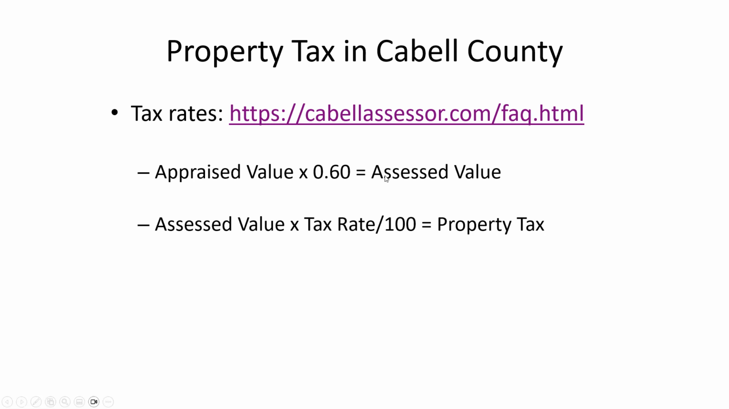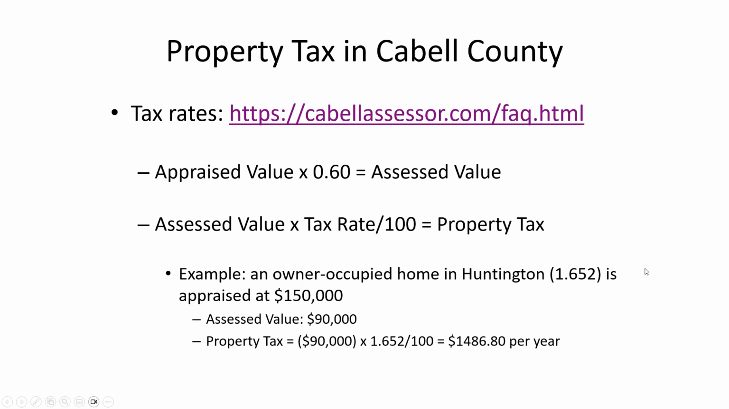And then once you have the assessed value, you take the rate that we were just looking at on the previous website page, divide that by 100, multiply it by the assessed value, and that's the amount of property tax that you have to pay. So just as an illustration, if there's an owner-occupied home in Huntington and this rate of 1.652 applies, then if it was appraised at $150,000, the assessed value would be 60% of that, which is $90,000. And so the property tax would be $90,000 times 1.65%. So it would work out to about $1,500 per year.